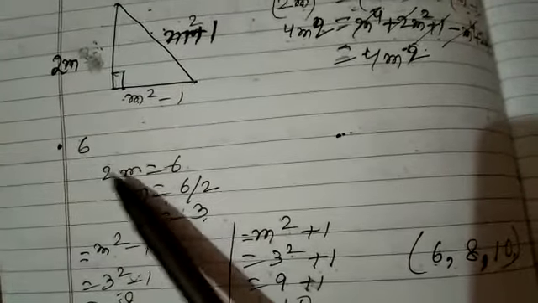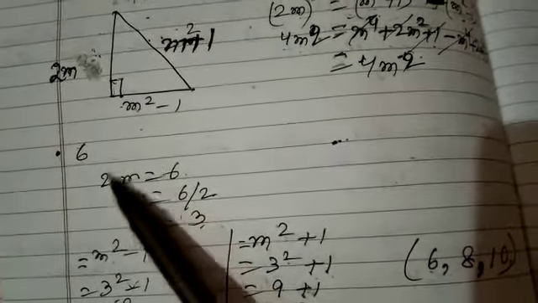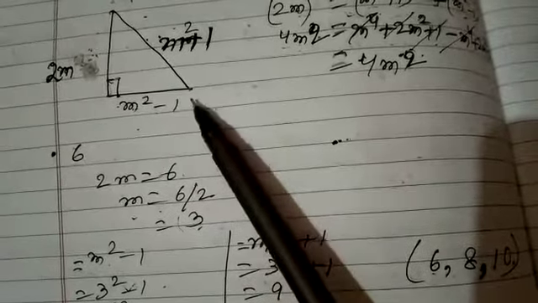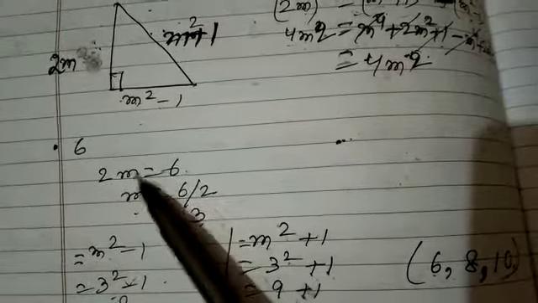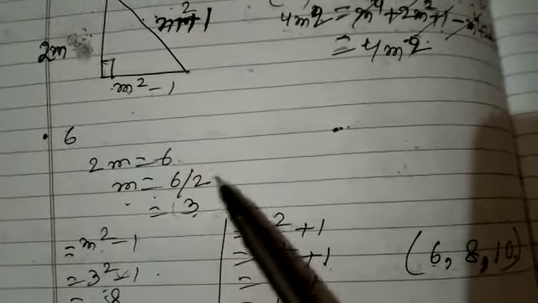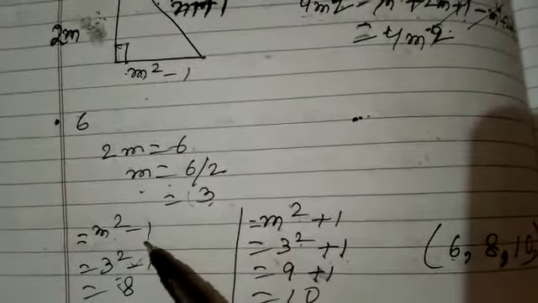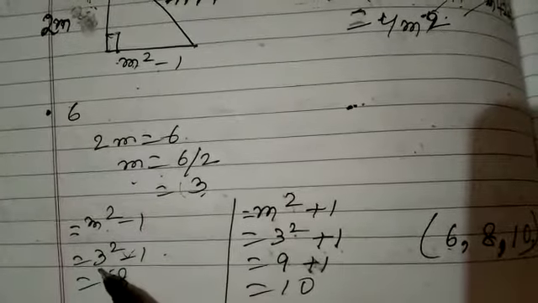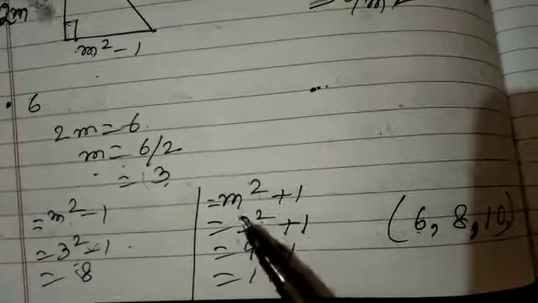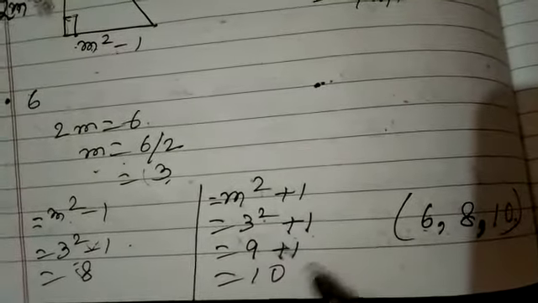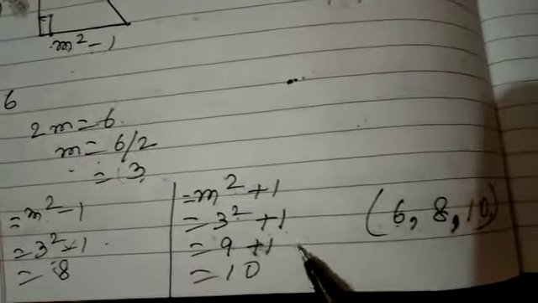Let us understand this with an example. If one of the sides is given as 6, then to get the other two sides, m square plus 1 and m square minus 1, we first find m. 2m, that is one of the sides, is equal to 6. So m is equal to 3. The other side, m square minus 1, putting the value of m, 3 square minus 1, that is 9 minus 1, is 8. m square plus 1 is 9 plus 1, that is 10. So the three sides will be 6, 8, 10.